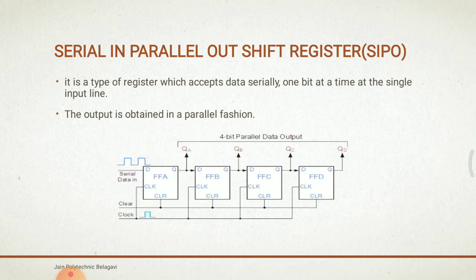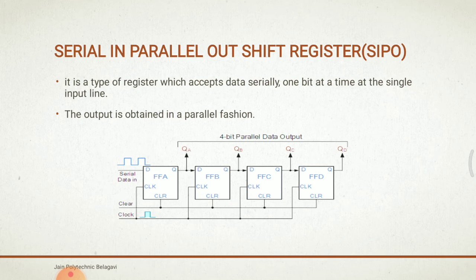Here the clock is common and clear is common, and I am using D flip flops. I am providing the serial input at the first flip flop, and it is going to shift from QA to QB, QC, QD. So you are taking the output in parallel here. You can see there are 4 flip flops, and a reset and clear pin will be there.